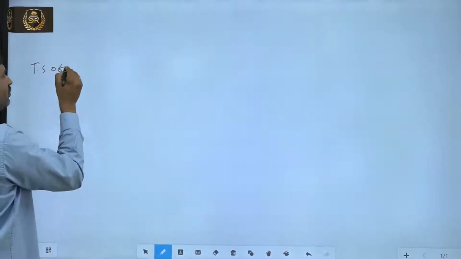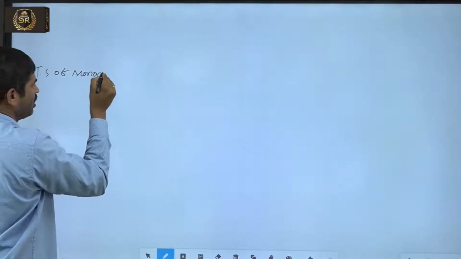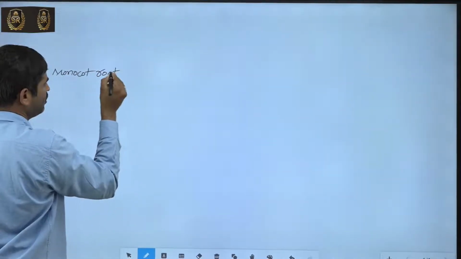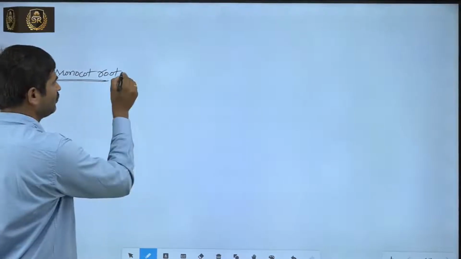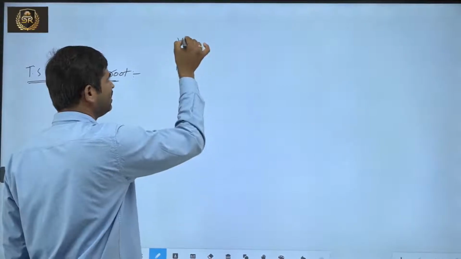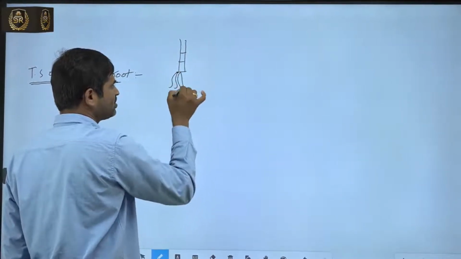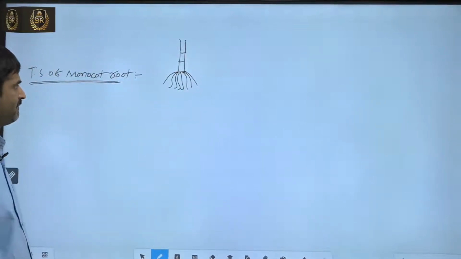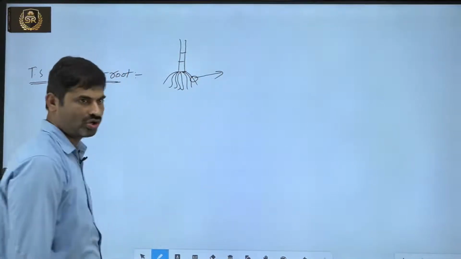TS of monocot root. Transverse section of monocot root. For example, normally in monocots, fibrous roots are present, all of similar size. For example, transverse section of monocot root.